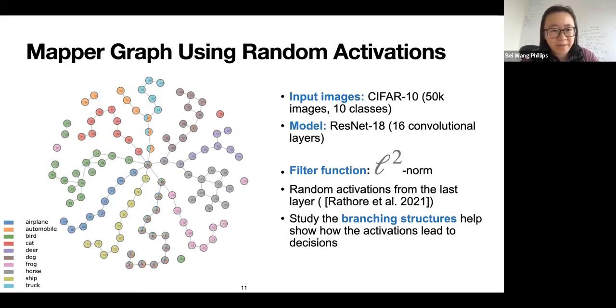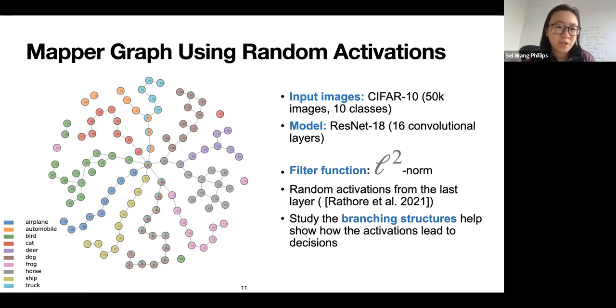So here's my favorite picture, and I talk about this picture all the time. Here is a random activation from CIFAR-10. CIFAR-10 is an image data set that has 10 classes, with 5,000 images for each class. So in total, there are 50,000 images, and each is a randomly sampled activation of dimension 512. So basically I have 50,000 points, where each point is in 512 dimensions. The model is ResNet 18, and this is the activation vector at the end of the 16th convolutional layer, which is the last convolutional layer. Remember, I need a filter function for the mapper graph, and we're using the L2-norm of the activation vector.